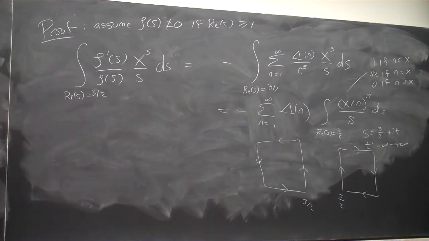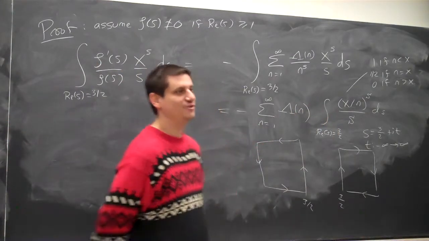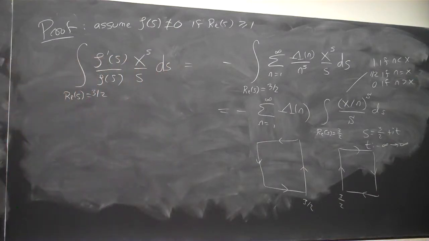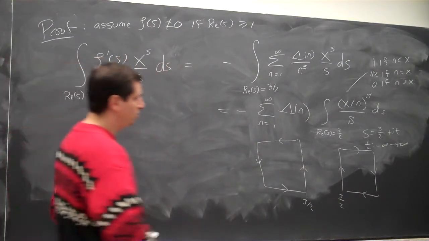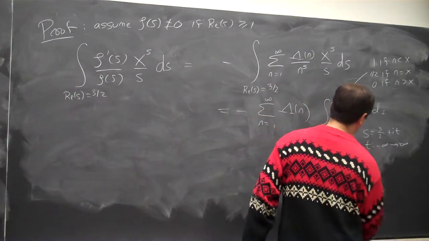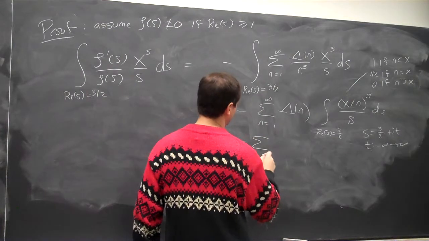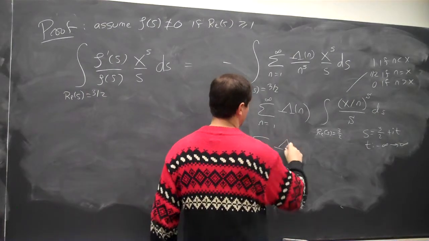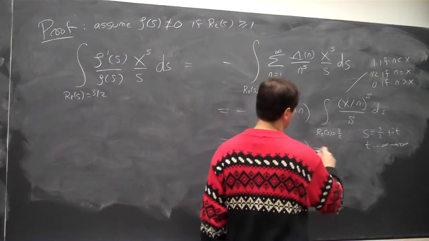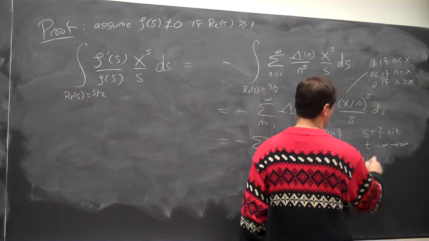And so you can use the techniques. Star Wars was on my mind, I almost said something else. You can use the techniques of complex analysis to figure out what the integral is in those two cases. And what's nice is, when the dust settles, we are basically left with negative the sum over n less than or equal to x of lambda of n, which is basically negative the sum over p less than or equal to x of log of p.